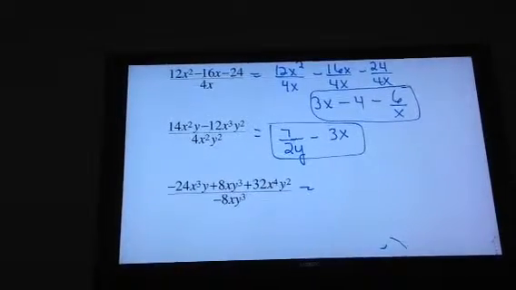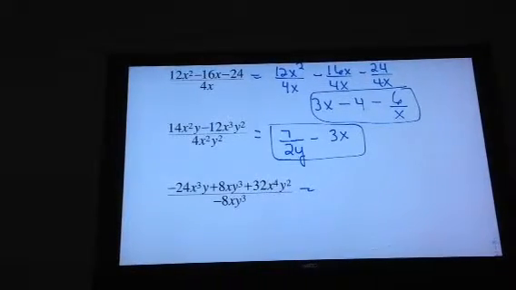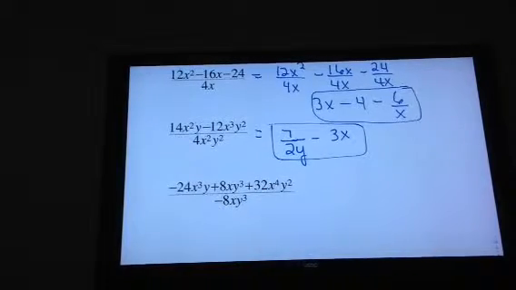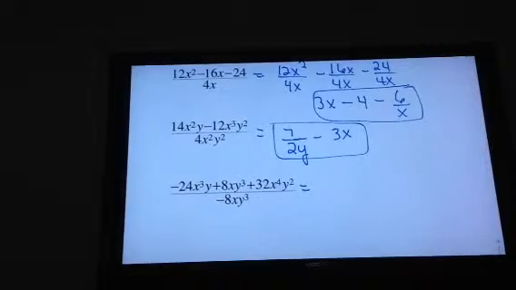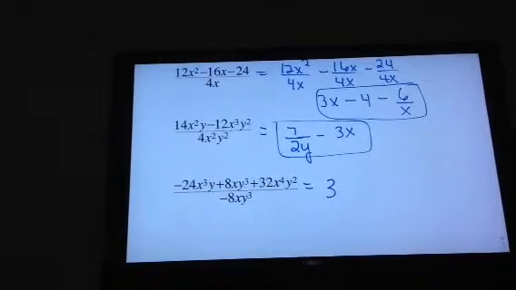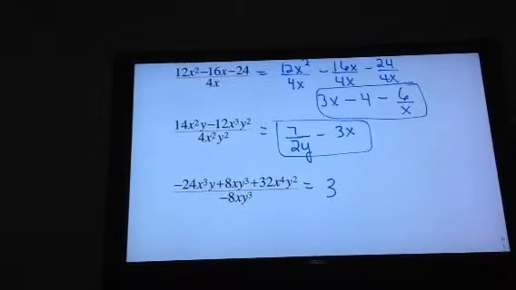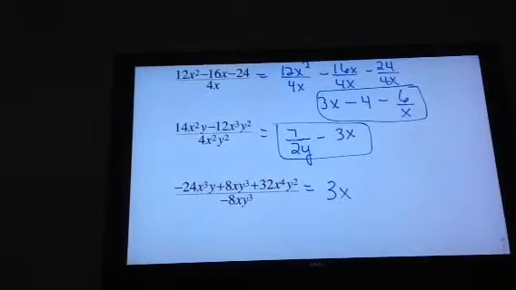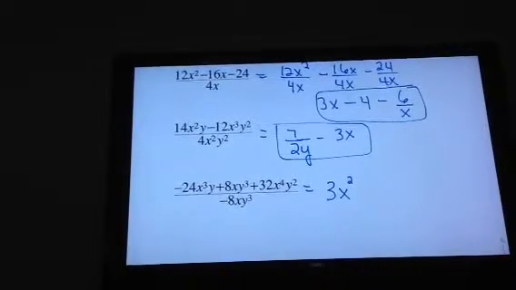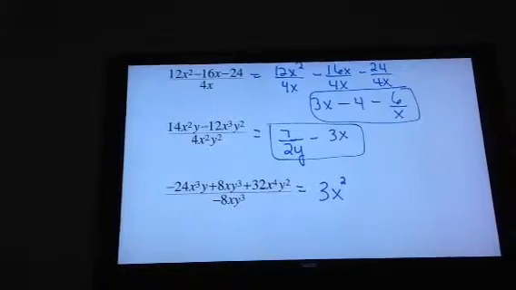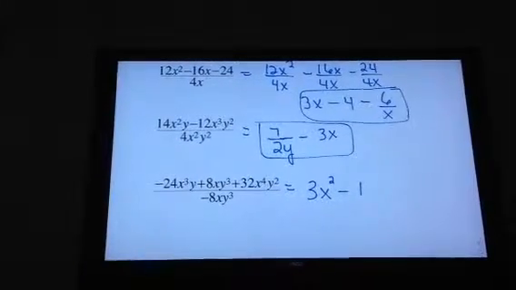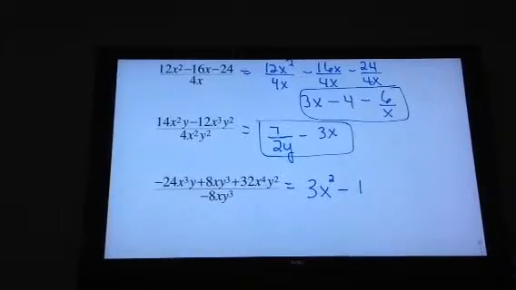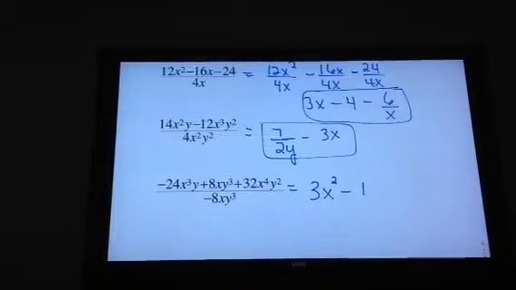And my last example, because yes, it doesn't get any harder than this for this goal. Negative 24 over negative 8 is positive 3. X to the third over x to the 1, subtract those and I get x squared. In my next one, positive 8 over negative 8 is minus 1. X over x would cancel, y to the third over y to the third would cancel.